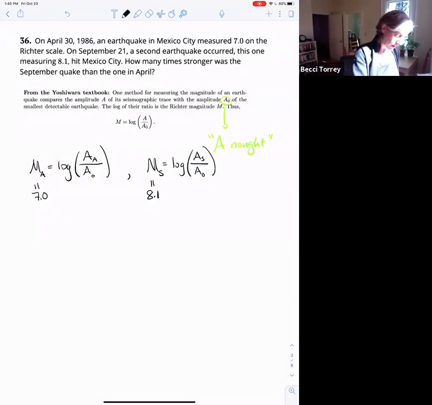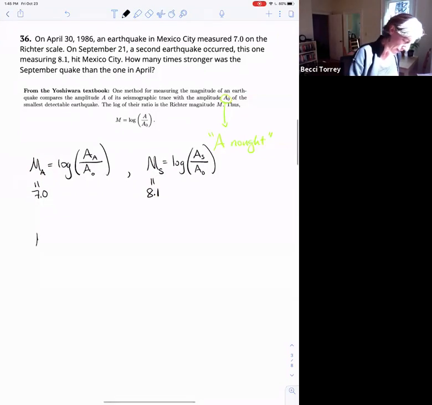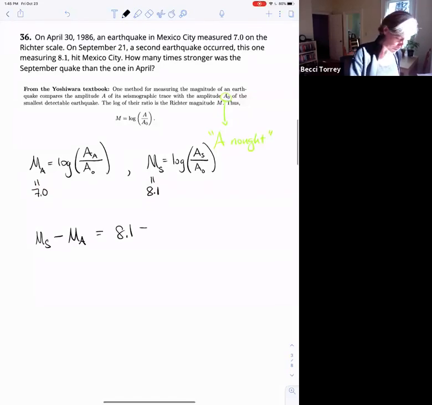So what we're going to do is take this M sub S value, and I'm going to subtract M sub A. I like to do the bigger one minus the smaller one, so I get a positive number. So we'll do M sub S minus M sub A. And on the one hand, we already know those numbers. It's 8.1 minus 7.0. That's just what M sub S and M sub A are, and we get 1.1.